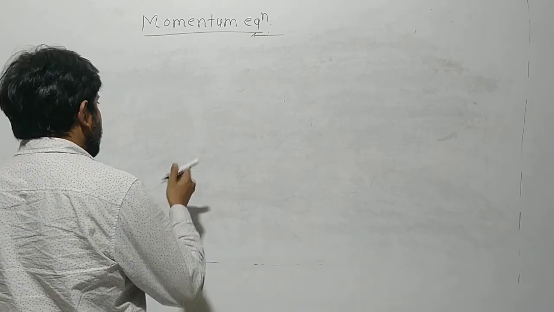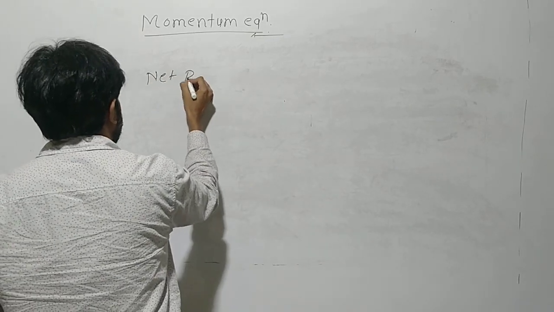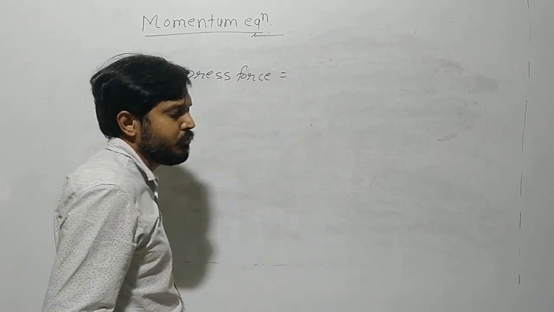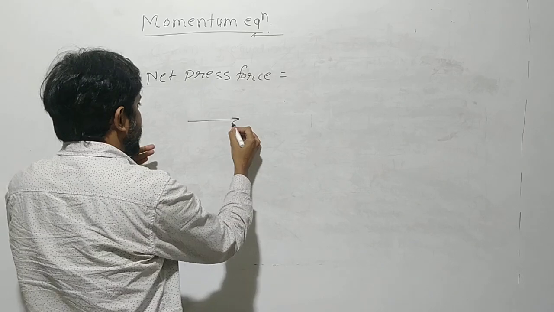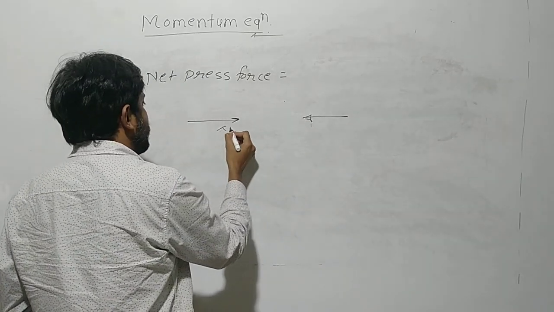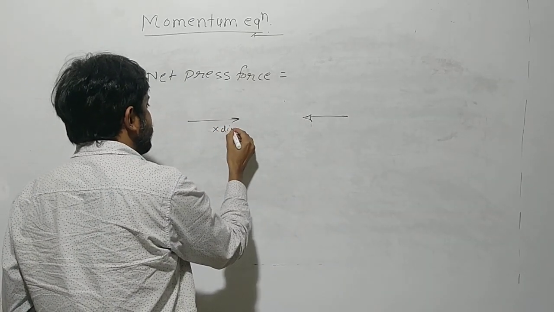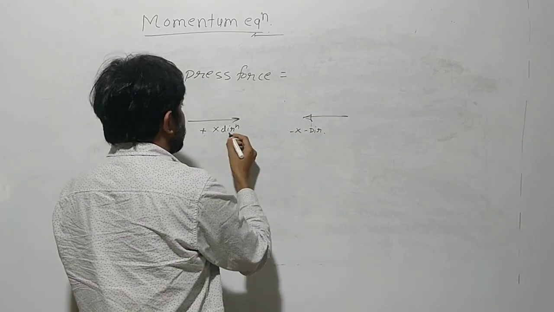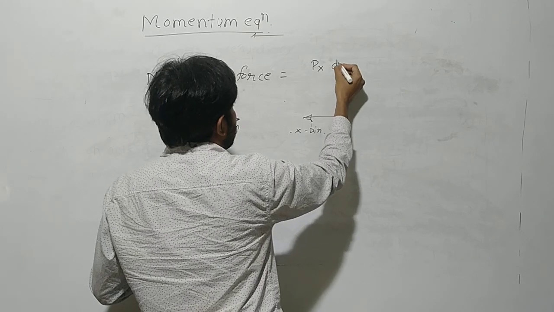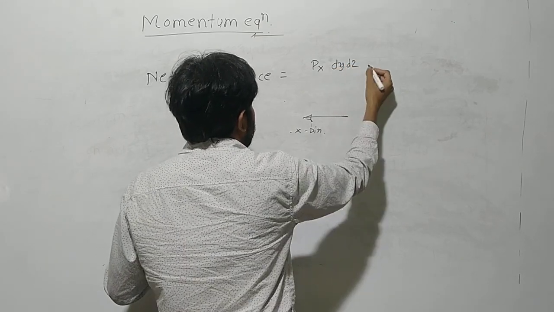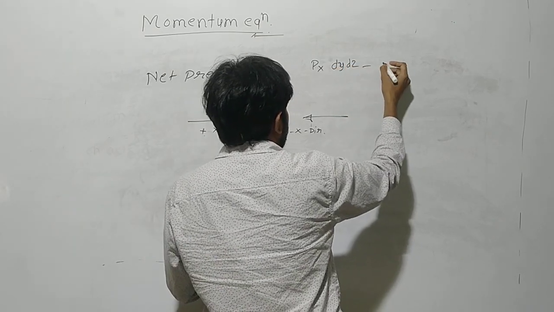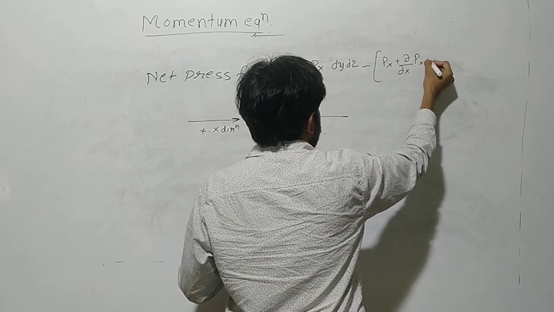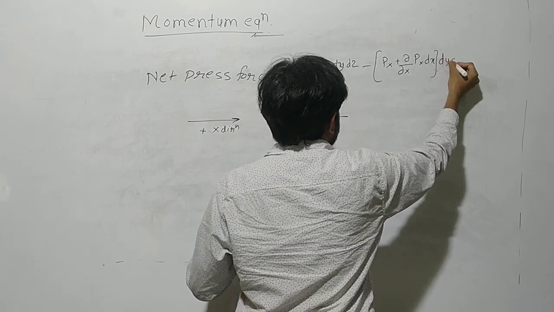So what will be the net pressure force? Net pressure force. This is our direction, so the x direction we take as positive, and this is the negative x direction. So the positive x direction is px dy dz, minus the negative x direction, which will be px plus del by del x of px dx, dy dz.